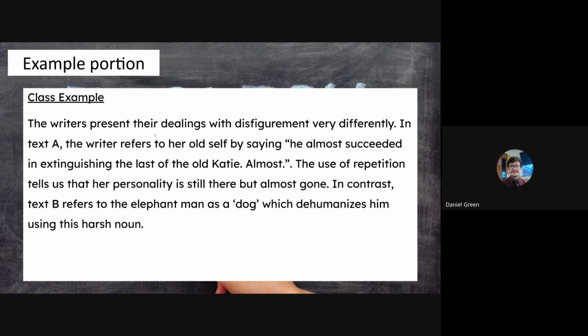So you can see how I've mentioned both text A here, and then I mentioned text B here, and I've connected with a word like in contrast, for example, to make sure that they know it's a comparison.